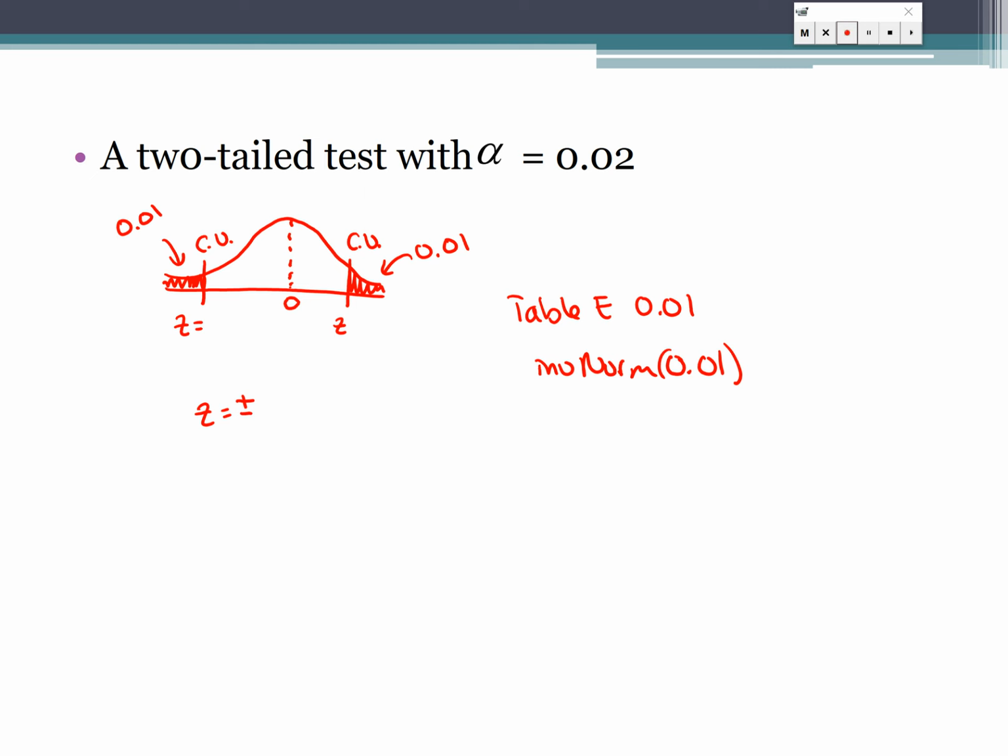What I got for this one? 2.33. And again, if you're a calculator person, let's just stay consistent and round to the nearest hundredth.